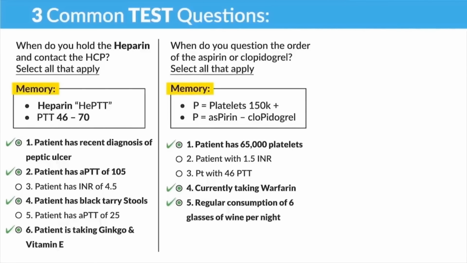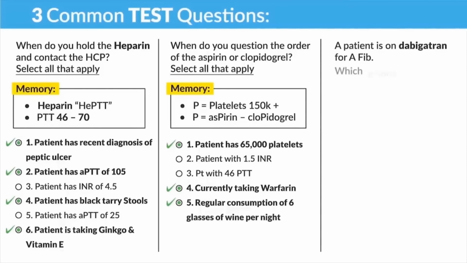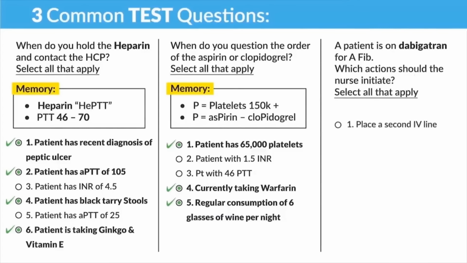And lastly, another common question. A patient on dabigatran for AFib, which action should the nurse initiate? So guys, number 1, place an IV line. No, we're not trying to place an IV line here. We indicate a big bleed. Number 2, report stools that are black and tarry. For sure, that's a GI bleed.